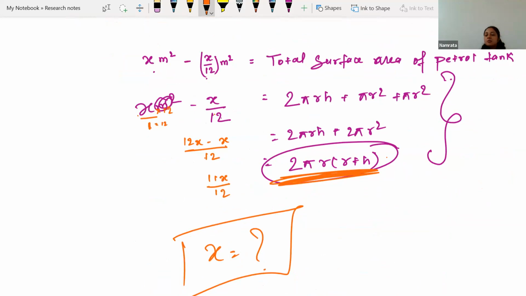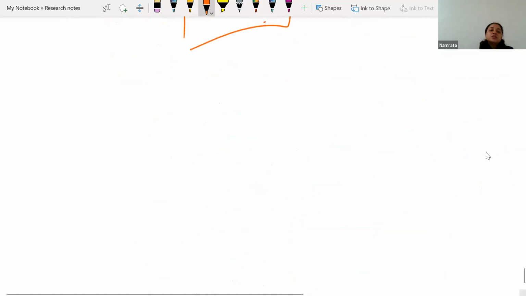Now the next question. I'm moving to the next problem. Let's move ahead. I'm going to finish this chapter today only. So the next one also I'll be giving the hint and leaving it for you. A lamp shade is there.